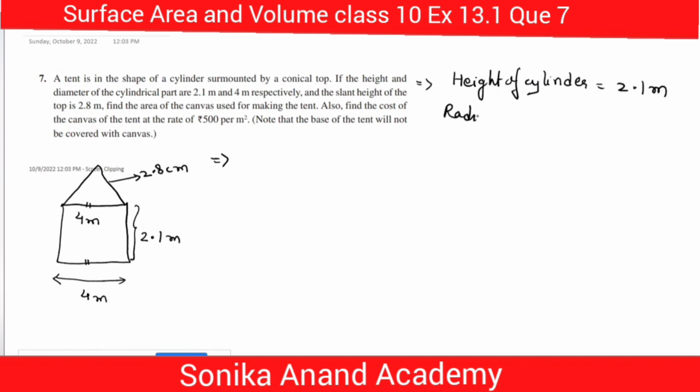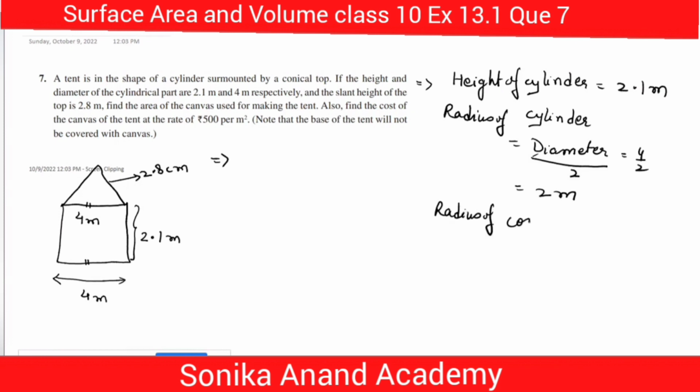Radius of cylinder, because in the formula we use the radius, which is equal to diameter by 2, which is equal to 4 by 2, that is 2 meter. Now radius for the cone, which is same as that of the cylinder, that is 2 meter. Now slant height of the cone, that is 2.8 centimeter. Now we have to find the area of canvas.